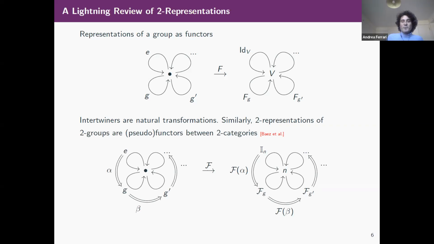So today we will work with two representations, which are a generalization of this notion. Namely, we can view a two group as a two category with one object, morphisms, and morphisms between morphisms, two morphisms, all of which are invertible. And then we can consider some functor, with some adjectives that I'm not going to explain in detail, that takes us to a category of two vector spaces that represents this two group.